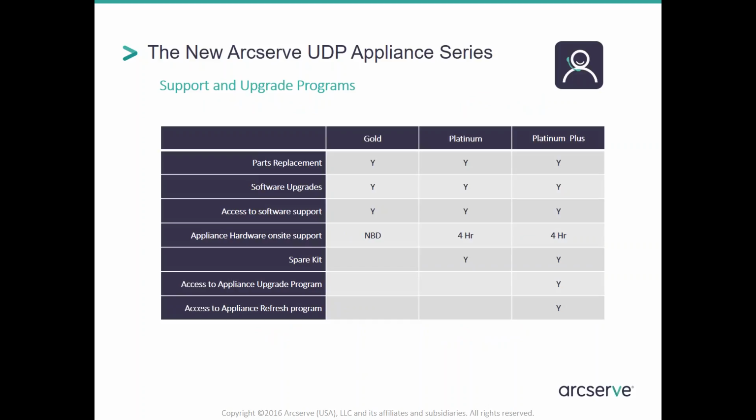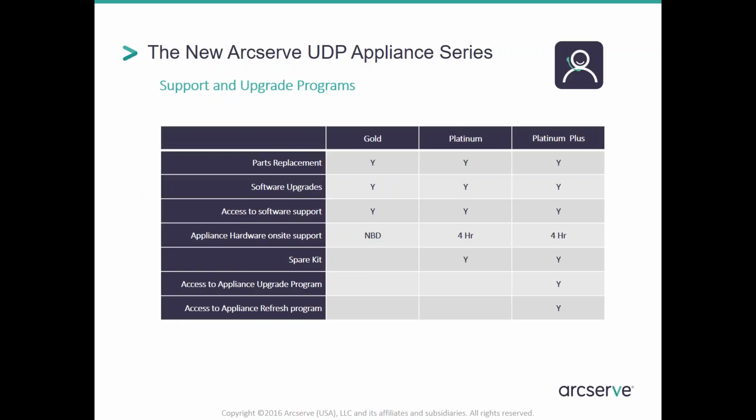We offer next business day support, which is what we call gold maintenance. So you get parts replaced, you're entitled to 24/7 software support, access to new versions of software as well. But the hardware is limited to next business day support. With the platinum maintenance, the difference is that you get a 4-hour call out 24/7 on the hardware.